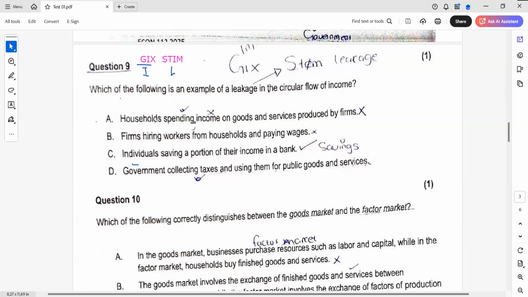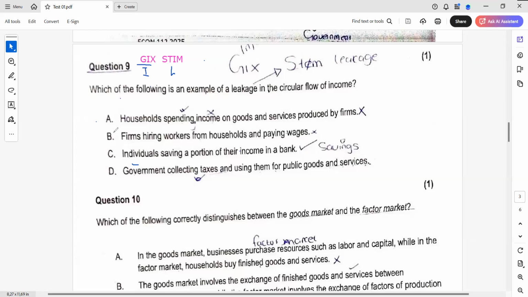So what is this question saying now? They're saying which of the following is an example of a leakage in the circular flow of income, right? So household spending. So household spending is basically an injection in the economy, because if the households are spending, they're injecting money in the economy. So this will not be a leakage. Income on goods and services produced by firms. So when firms are earning income for goods that they've produced, I think this is also an injection in the economy, right? And so number A is not the answer.